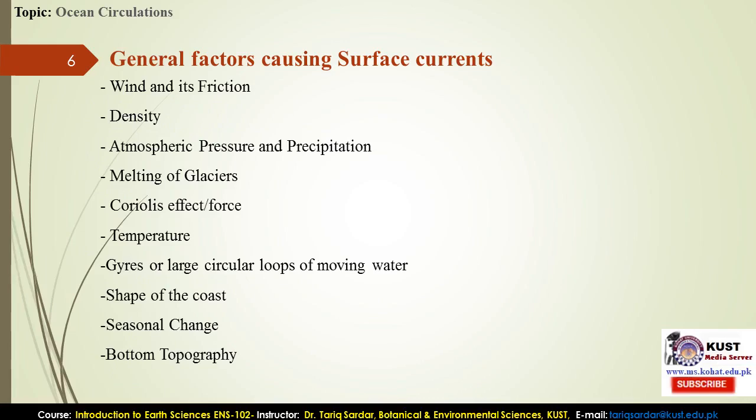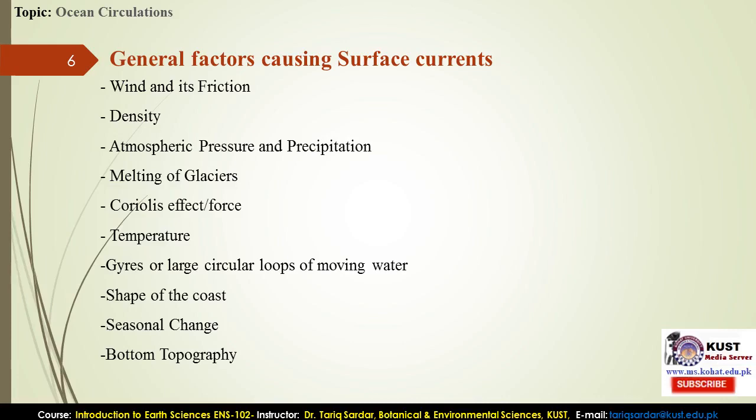If we move toward the general factors that cause surface currents, what are the major factors? Firstly, as I mentioned before, wind and its friction. The surface winds that blow over the surface cause pressure and make the swirls or gyres and water currents move. That is the main role in surface currents flowing from one ocean part to another part of the global oceans.